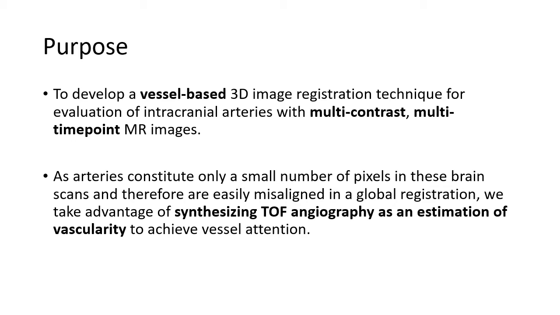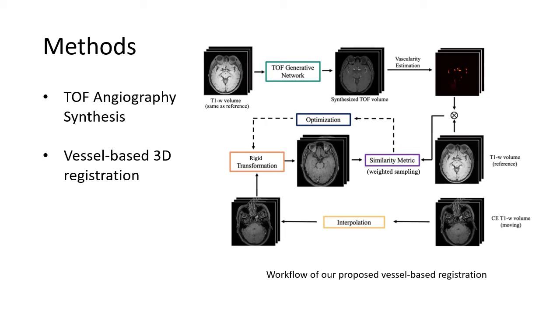Generally, TOF MRI represents the vascularity and blood flow information such that lumen is indicated hyperintense while other areas are hypointense. It is easier and more straightforward to estimate the vessel distribution in TOF than in a black blood MRI like T1 weighted images. With this vascularity ROI estimation, we are trying to penalize the misalignment of those vessel areas more than that of surrounding tissues, so that we can enforce vessel-based registration.